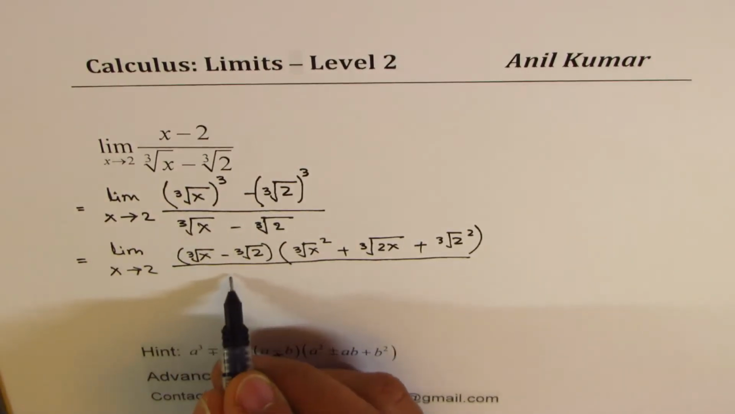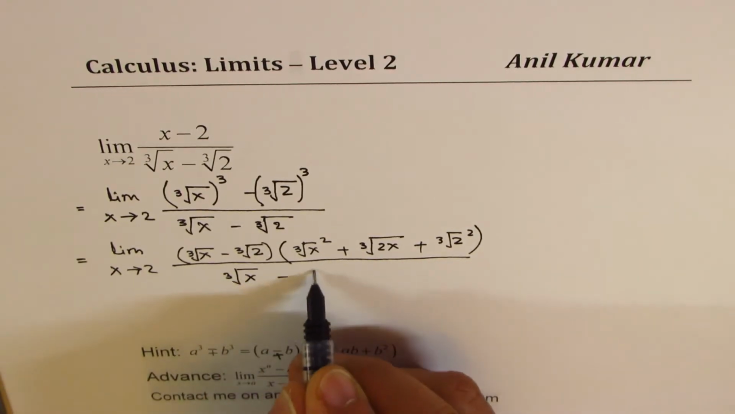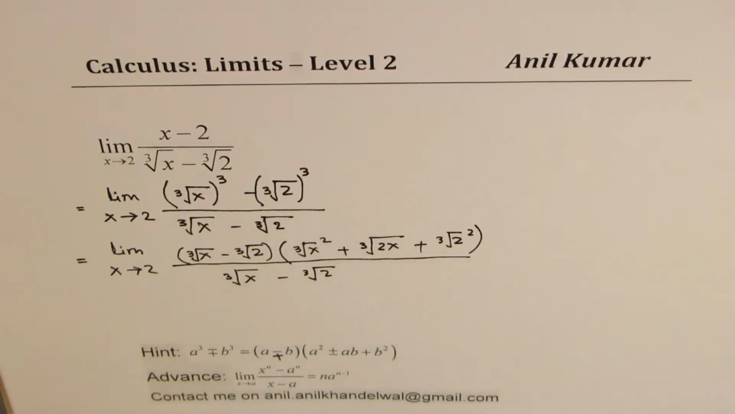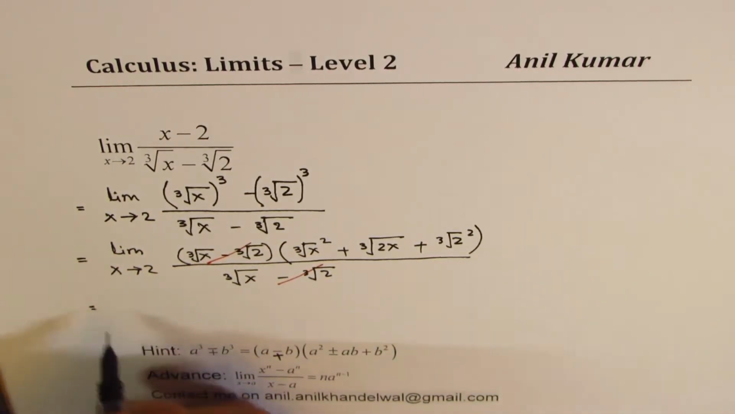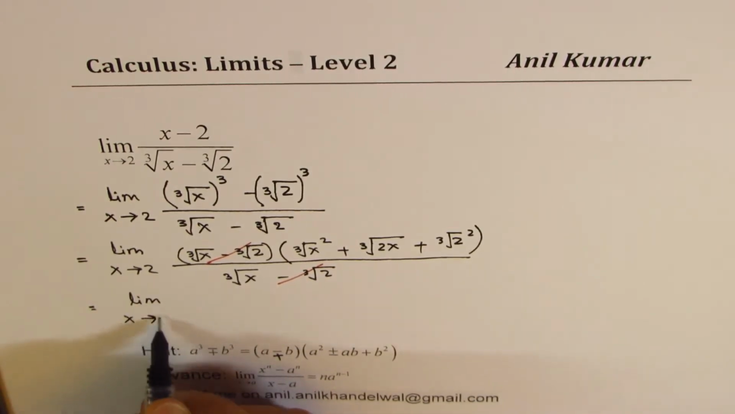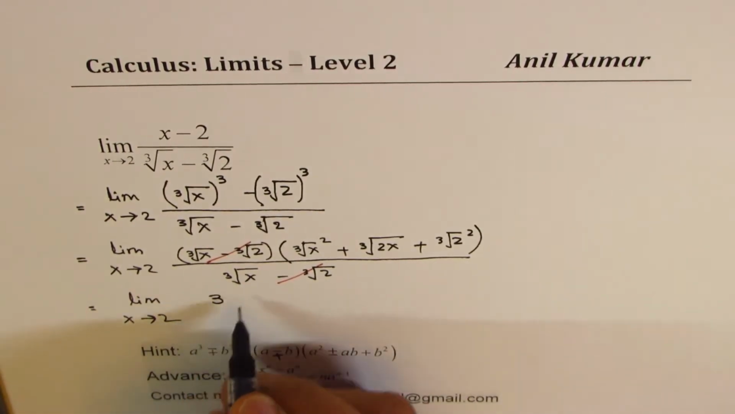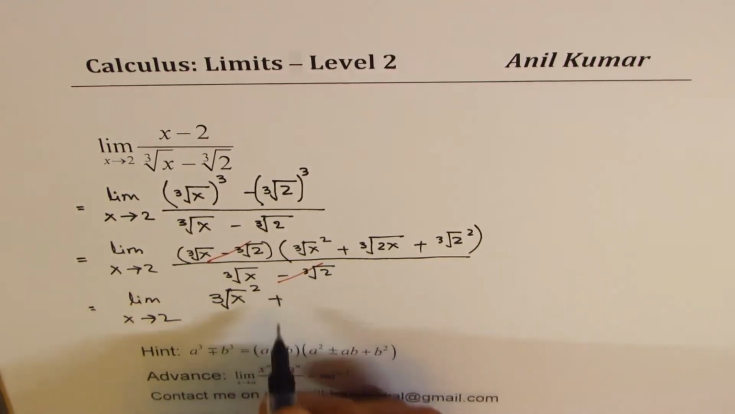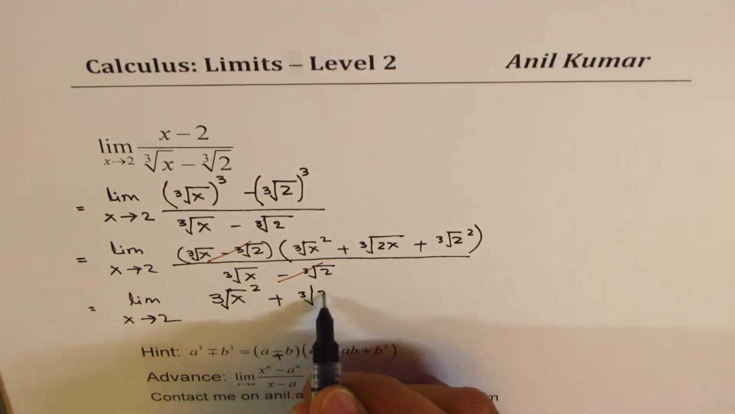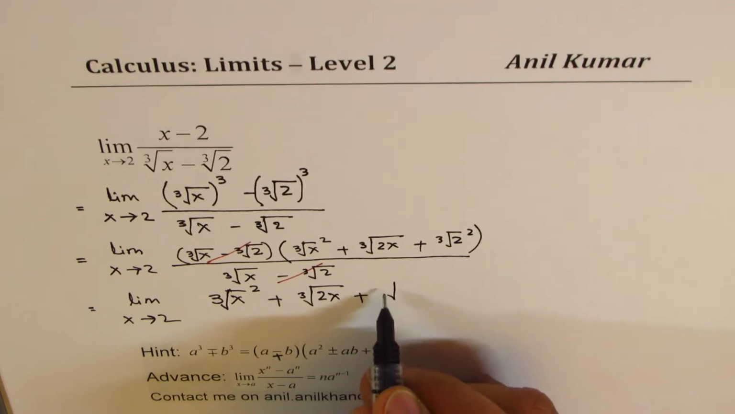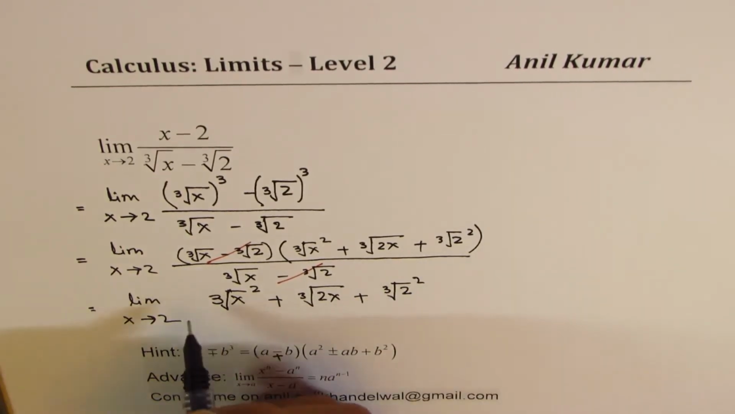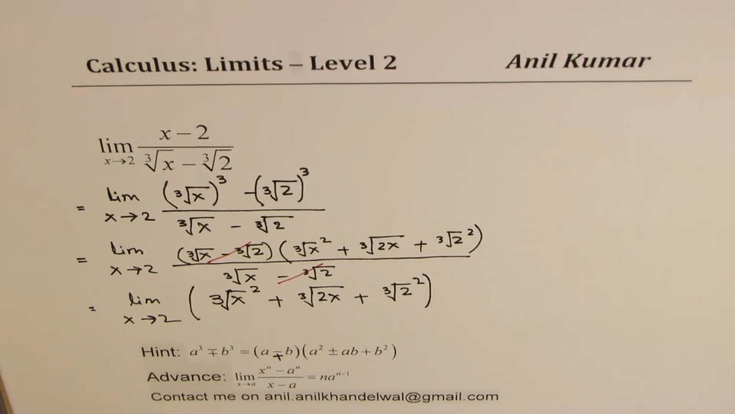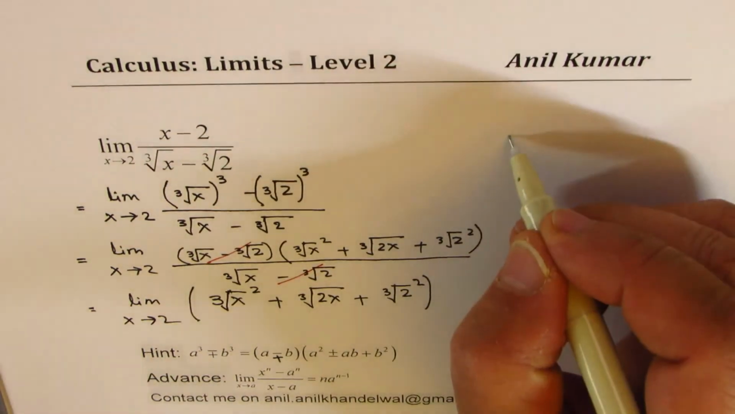Okay, we already have a term which is cube root of x minus cube root of 2 in the denominator. Clearly, these two terms will cancel away. So when they cancel out, you could write this as limit x approaches 2, numerator is 3 cube root of x whole square plus cube root of 2x plus cube root of 2 square, right? So that is what you get in the numerator. Now we can actually substitute 2 and get our answer.